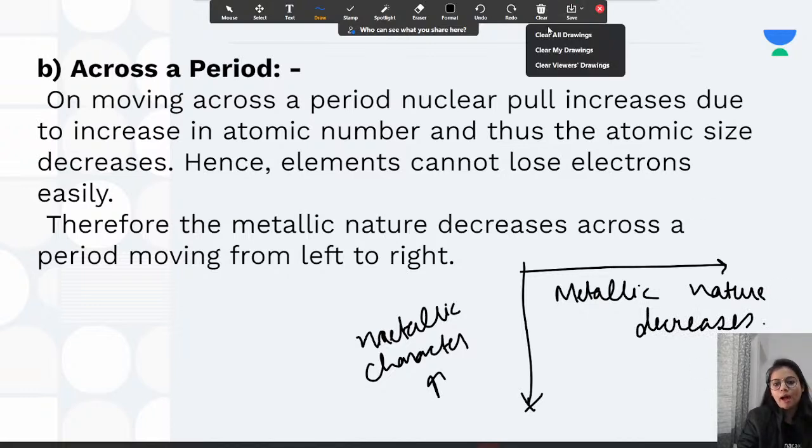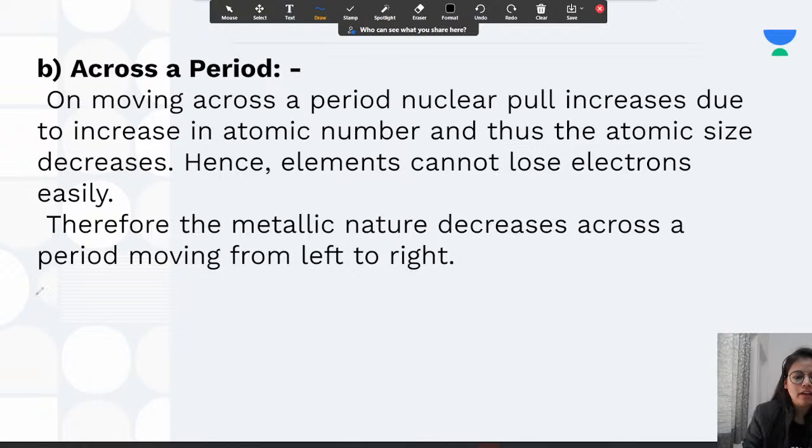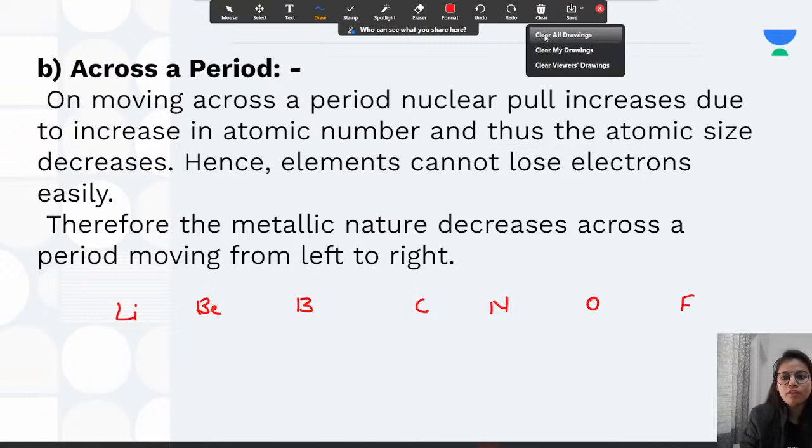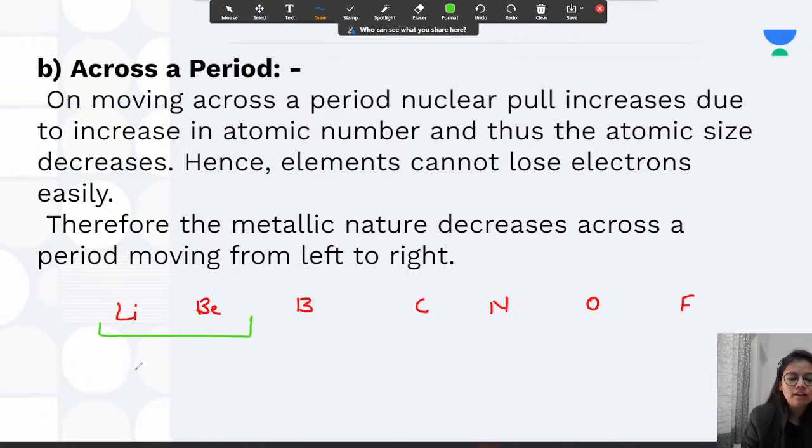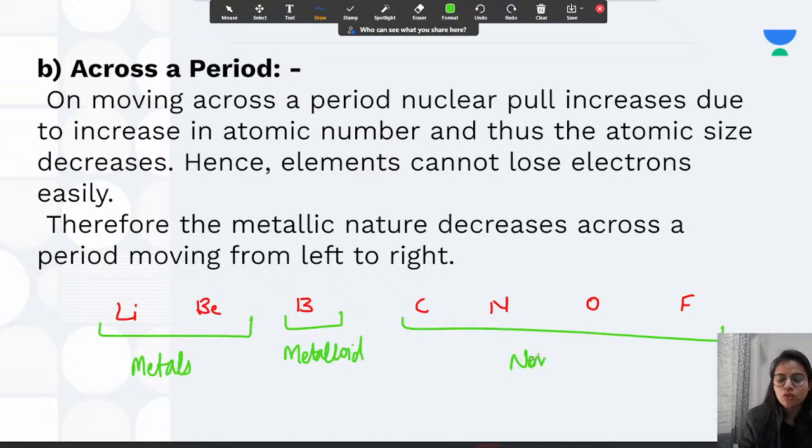Okay, now what will happen here? Let's say I'm taking the case of some of the elements. Let's talk about lithium, beryllium, boron, carbon, nitrogen, oxygen, and fluorine. If you see the general trend, lithium and beryllium are metals, alkali metals and alkaline earth metals. Boron is a metalloid. And carbon to fluorine are the non-metals.